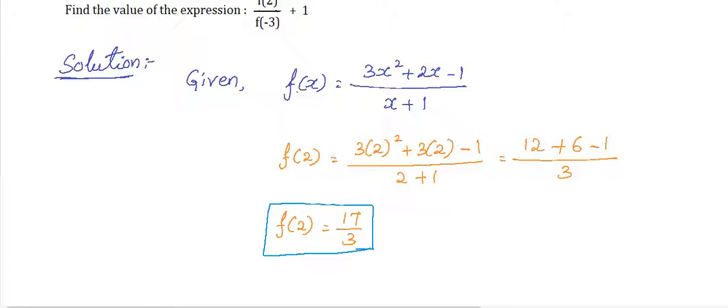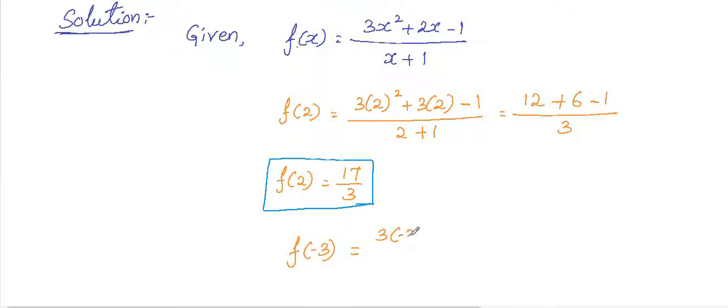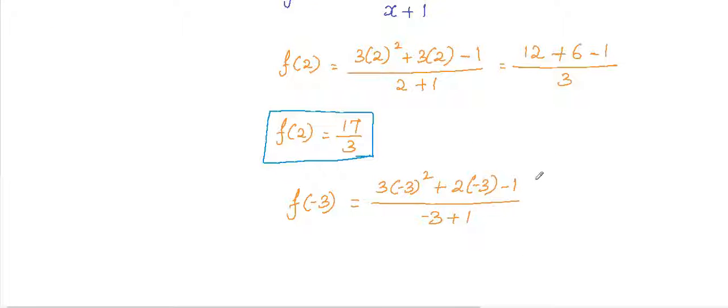So now find f of minus 3. F of minus 3 is equal to 3 times of (minus 3) whole square plus 2 times of minus 3, minus 1, divided by minus 3 plus 1. So minus 3 whole square is 9. So 9 times of 3 is 27. So (27 minus 6 minus 1) whole divided by minus 2.